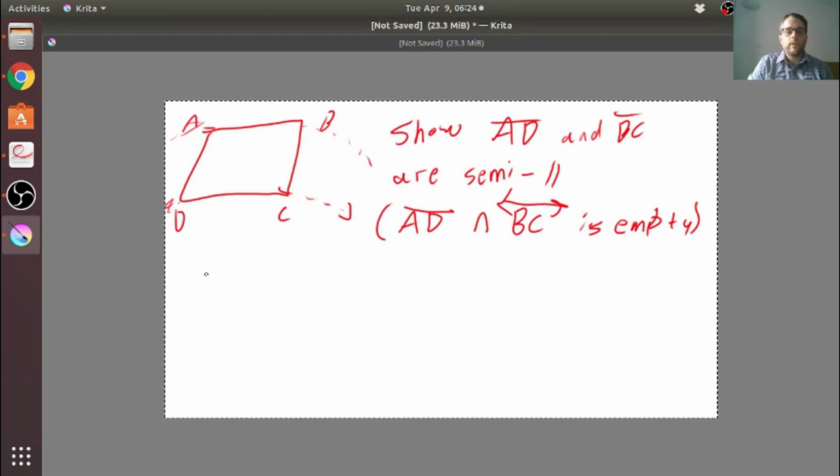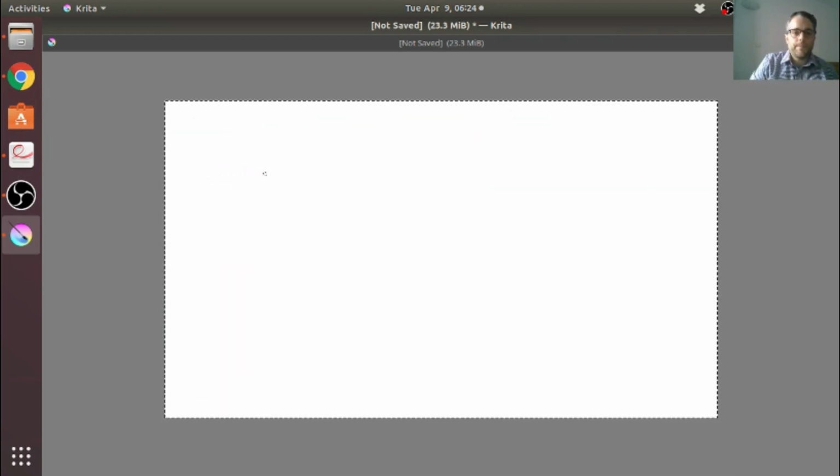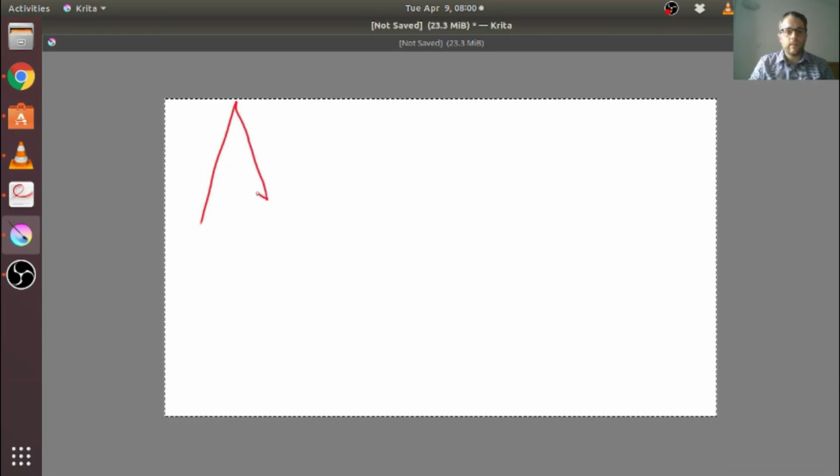Okay. So what if AD hits the line BC somewhere? That means the left-hand side, the segment AD, would have to hit the line BC somewhere. So what would that look like? That would mean I've got my segment AD here, and I've got my line BC, which I extend out this way, or this way. Oops, that's not what would happen. Let me draw this. So again, what if we got a picture like this?